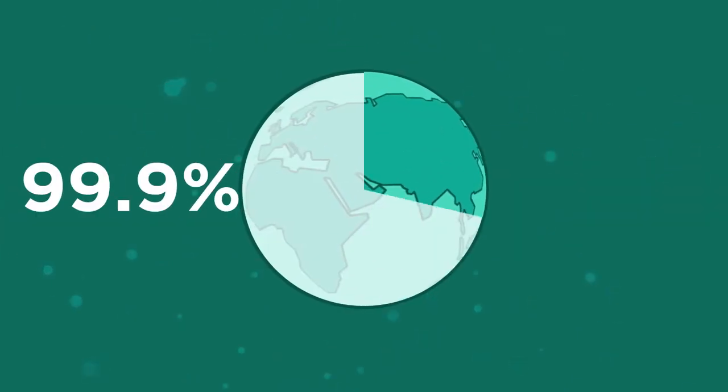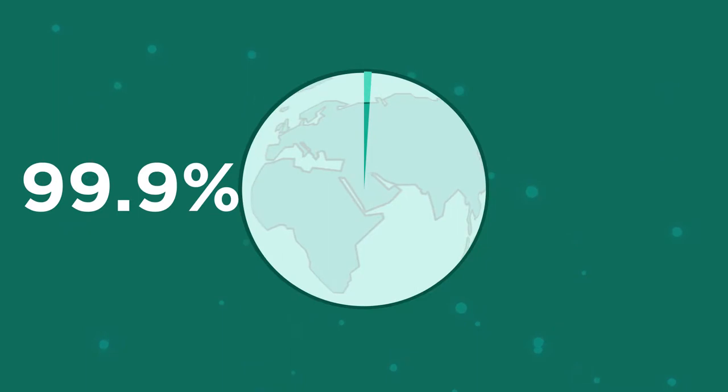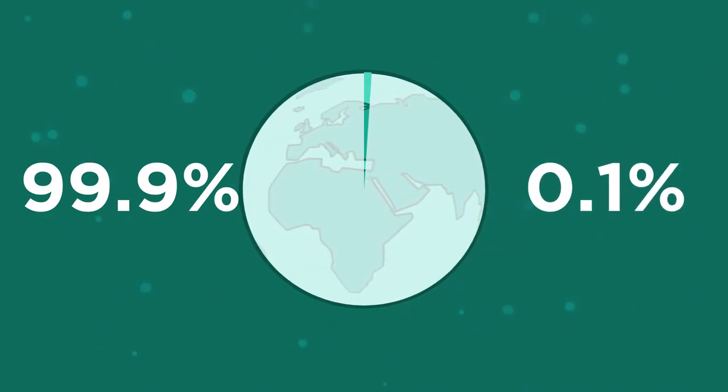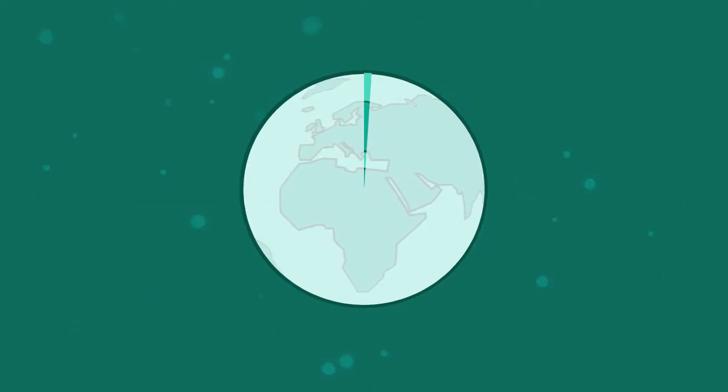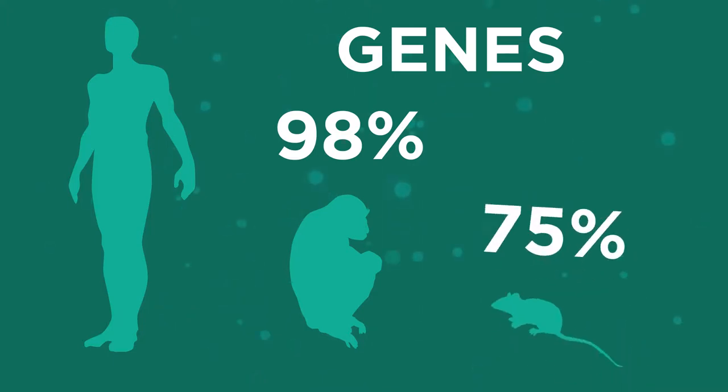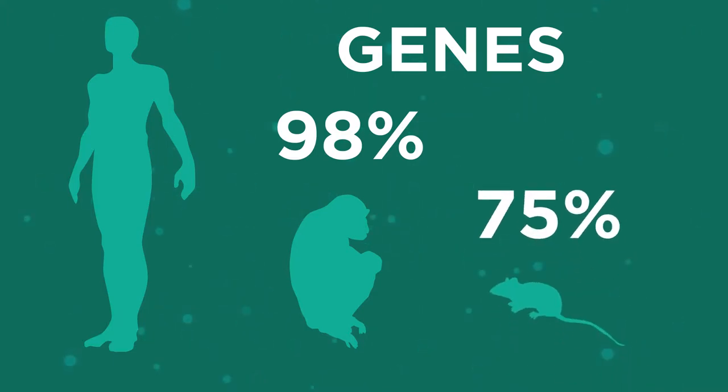The genome of every person on Earth is 99.9% the same. It's that tiny 0.1% that makes up genes that give us our unique differences. In fact, our genes are 98% similar to a chimpanzee's and 75% the same as a mouse.